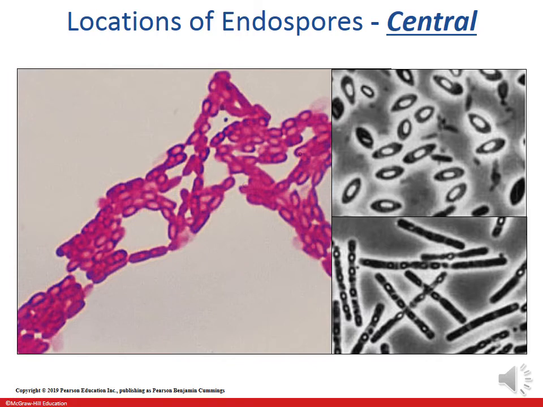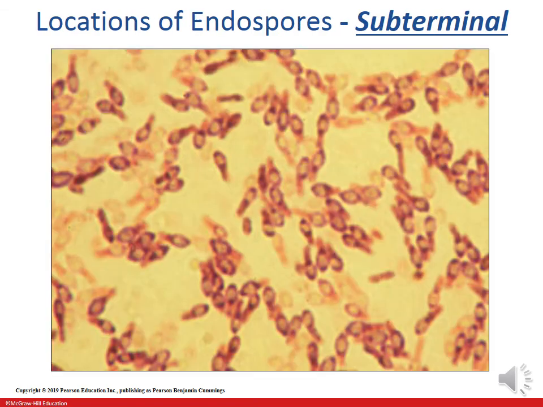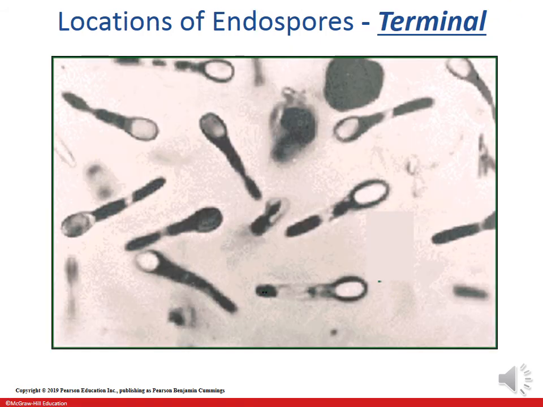And again, we can diagnose which bacteria we're looking at in a patient based on the position and location of those endospores. So if it's just smack dab in the middle of the cell, it's going to be called central. If it's toward the end, it's going to be called subterminal. And if it's at the very end of the cell, it's going to be terminal. So those are some diagnostic characteristics.